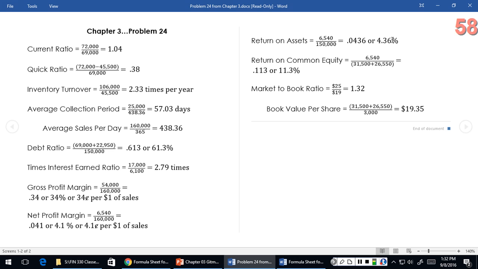what would you estimate would be a good ROA for a bank? Return on assets, percentage-wise. A good one? 4.36? Higher, lower? Okay, a lot of people have mistaken ideas about banks. They think banks make a ton of money.